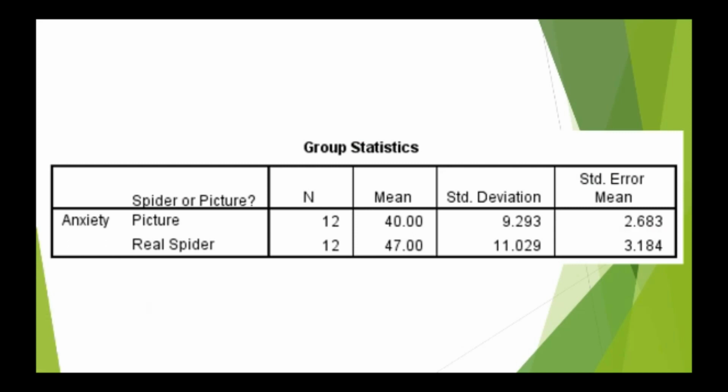In addition to this, data of the participants who were shown a real spider were presented in the table. It shows a mean average of 47 with a standard deviation of 11.03 and standard error mean of 3.18. These data are very useful when we will report our findings, so we cannot just ignore this table.